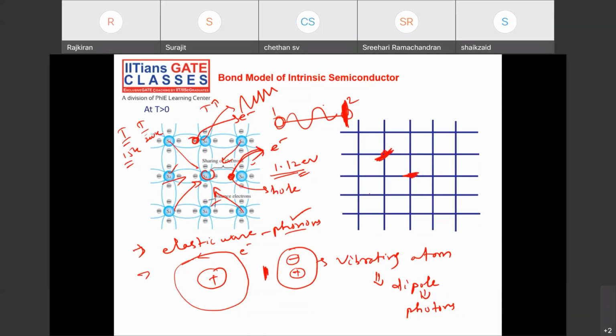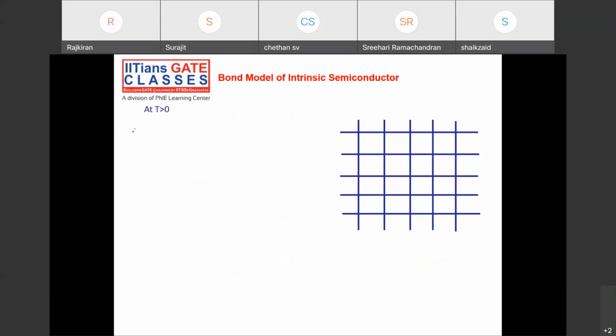Suppose this bond broke. This bond broke. This bond broke. The electron will emanate, leaving behind a hole. You see, suppose this bond broke, the electron will emit, leaving behind this vacancy space called a hole. So I can write the statement: electron and hole are always generated in pairs.